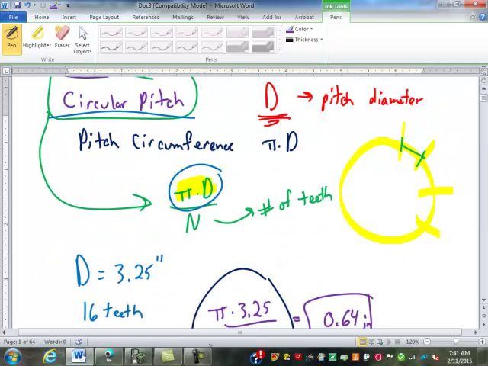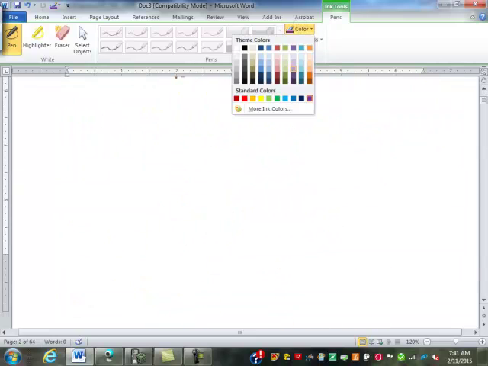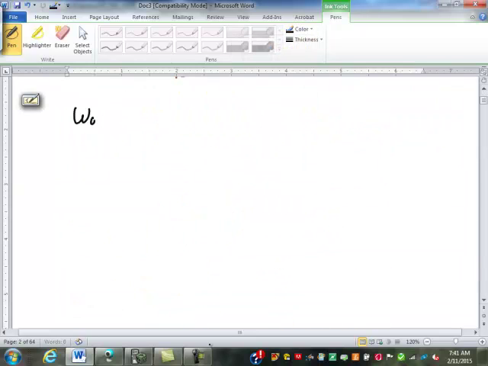So anyway, let's say that we are given that we have a gear with a working depth of 0.425 inches. And we want to find what is the pitch of that gear.